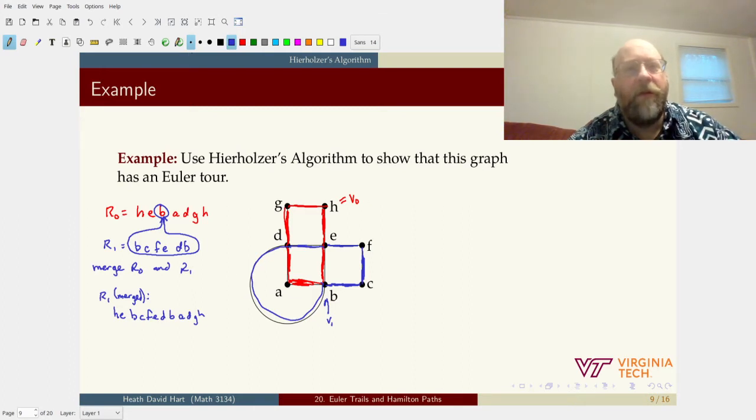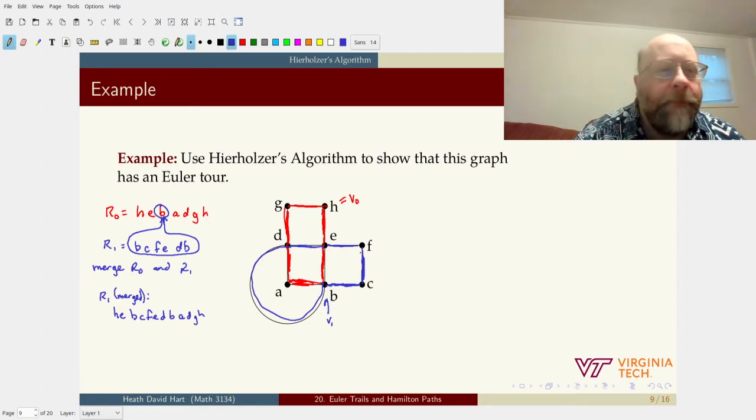So let me draw through that. That's HEB. So I'm on the red cycle right now. Then I go through CFEDB. So I then trace around the blue circuit here. And then I go ADGH, and that finishes off the red circuit. And I have used every single edge, and I came back to my starting point. So that's how the algorithm works.